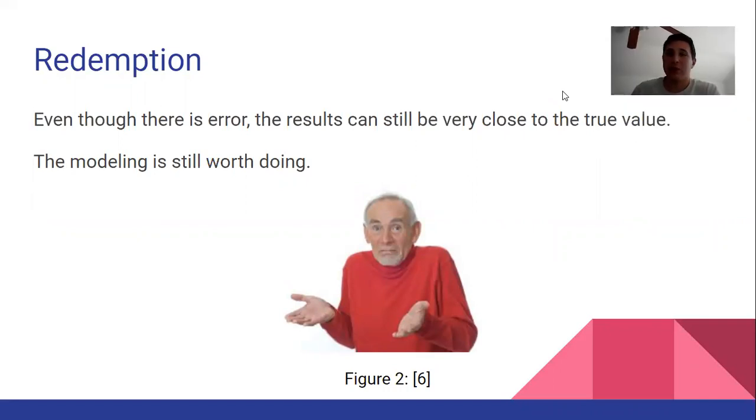This error definitely makes your results deviate from the truth, but there's a redeemable quality because the deviation is not so much that we can't use this information. There is still some usable, interesting insight we gain from this modeling, so it's still worth doing.